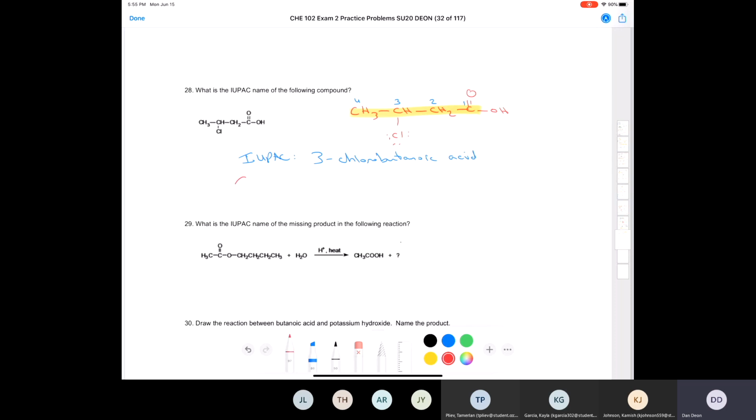If we wanted to write down the common name, remember we used the alpha, beta, gamma, and then delta, so on and so forth. So it would be beta-chloro-butyric acid. Okay, it doesn't ask for it, but it's always fun to try those.